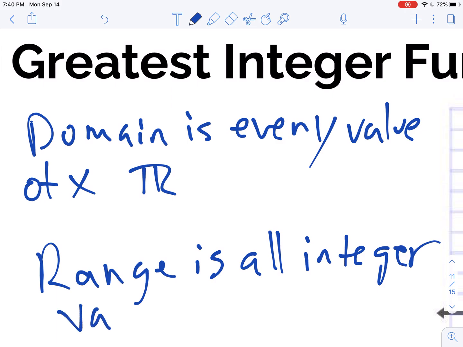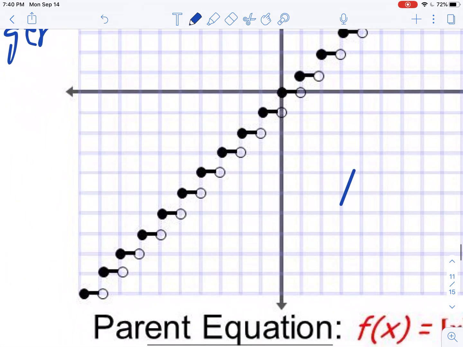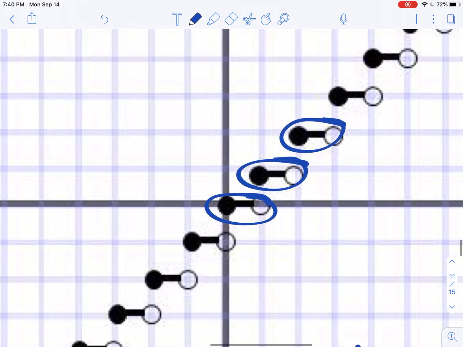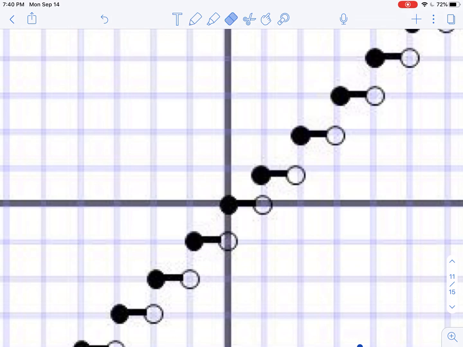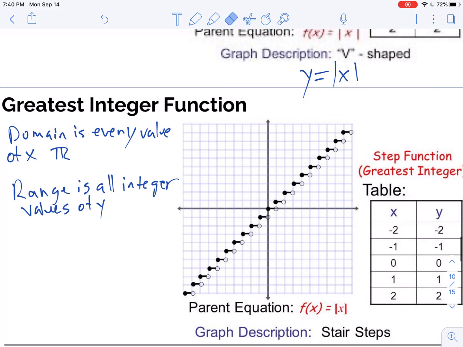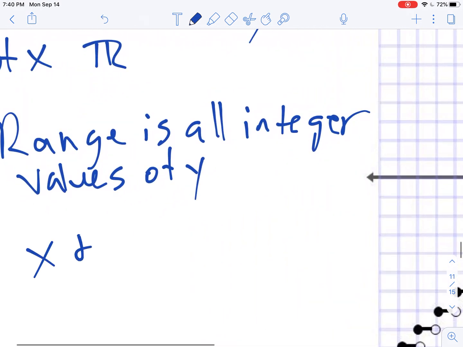So you can see here that your y values only exist on the literal y value. Here we've got a y of only 0, y of only 1, y of only 2, y of only 3. So you have these y values that only exist as these whole integers. And then finally, the last thing, your x and y intercept are both (0, 0).